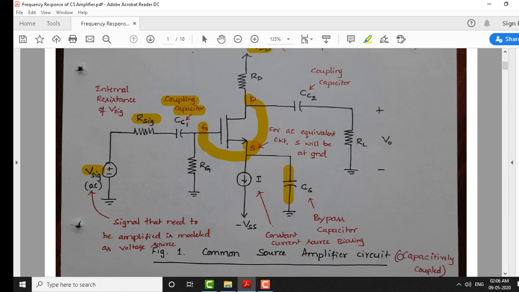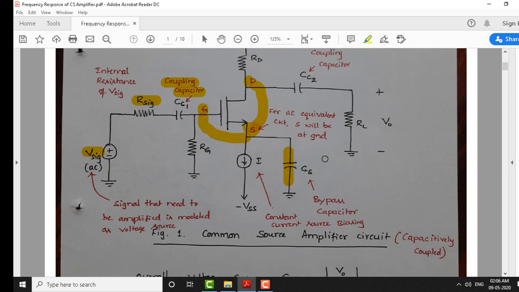So this is capacitively coupled. As we can see, there are two coupling capacitors, namely CC1 and CC2, and one capacitor which is a bypass capacitor to bypass the AC signal. So this is the common source amplifier circuit diagram.